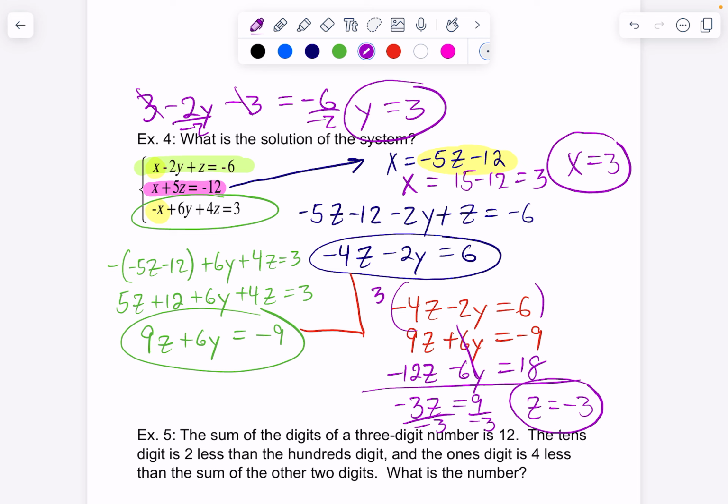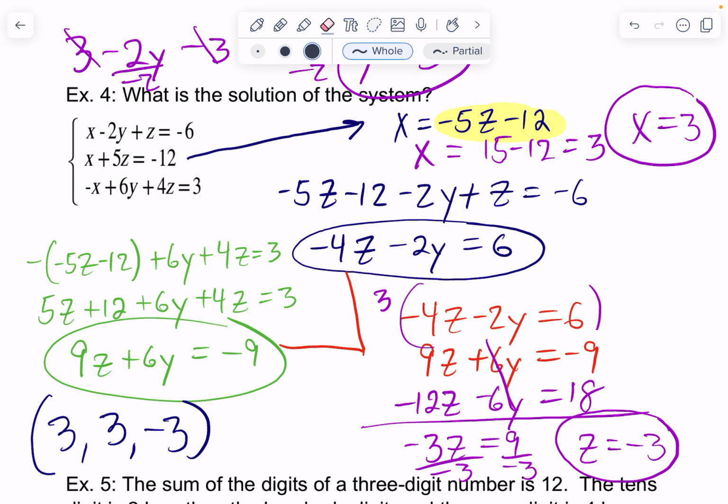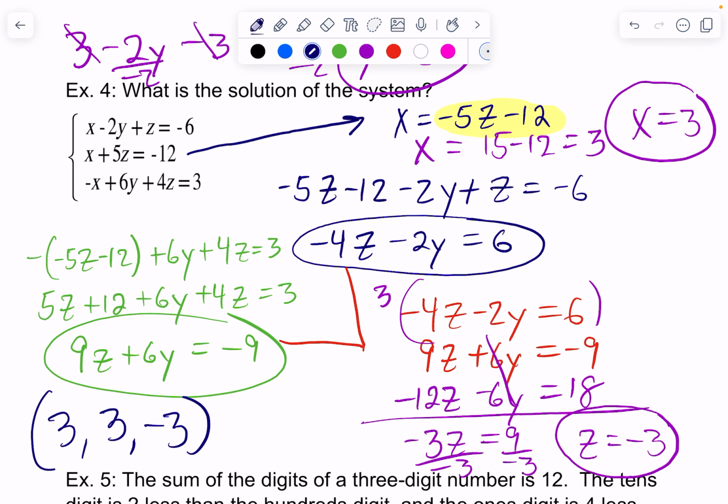So my solution for this problem would be 3, 3, negative 3, but let's check it, because we can always make errors. So let's make sure we didn't. So I've got 3 minus 6 minus 3, that's negative 6, yes. I've got 3 minus 15, that does equal negative 12. And I've got negative 3 plus 18, which is 15. 15 minus 12 is 3, perfection.